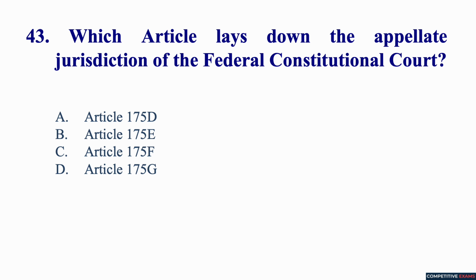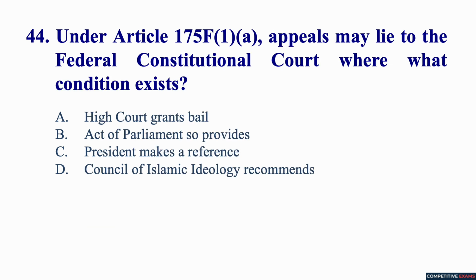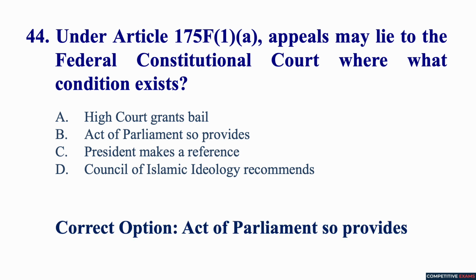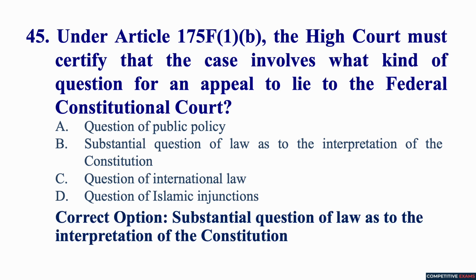Which article lays down the appellate jurisdiction of the Federal Constitutional Court? Article 175F. Under Article 175F(1)(a), appeals may lie to the Federal Constitutional Court where what condition exists? Act of Parliament so provides. Under Article 175F(1)(b), the High Court must certify that the case involves what kind of question for an appeal to lie to the Federal Constitutional Court? Substantial question of law as to the interpretation of the Constitution.